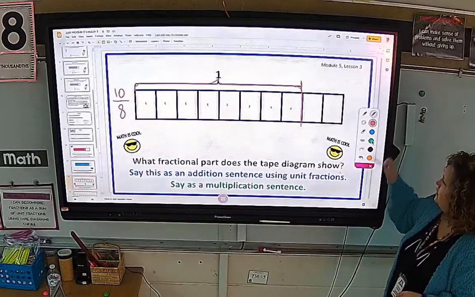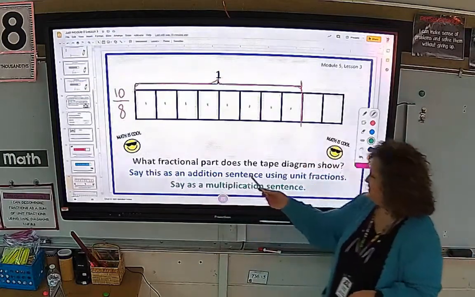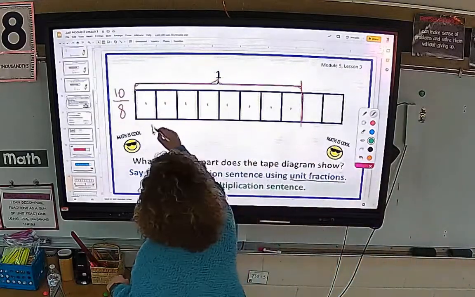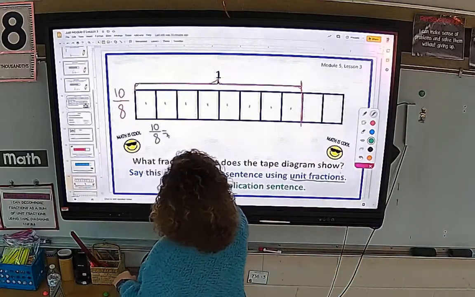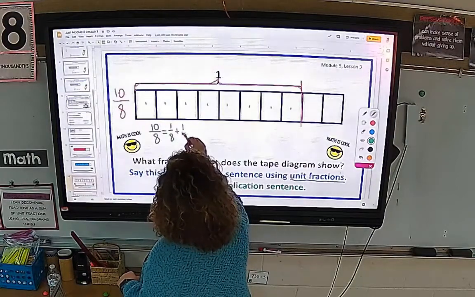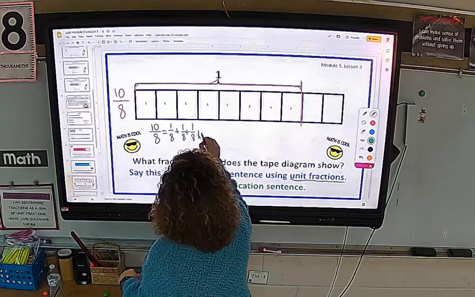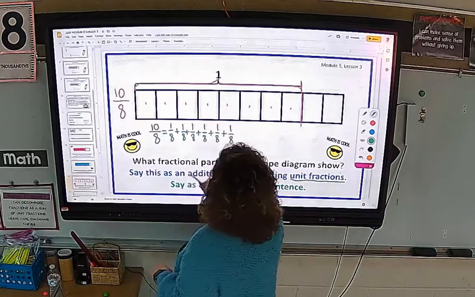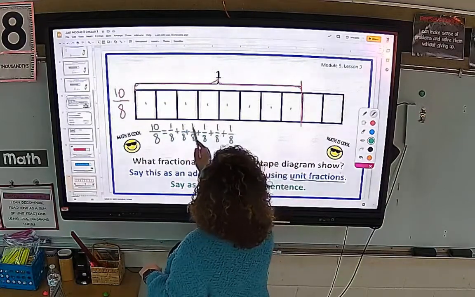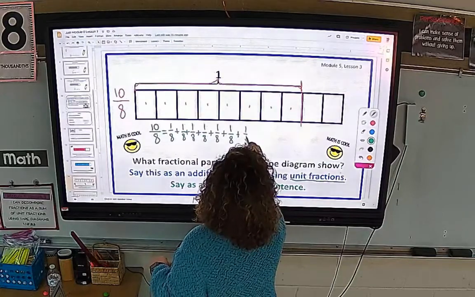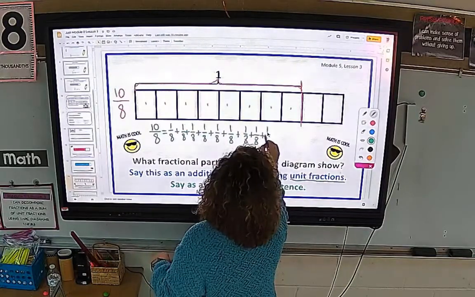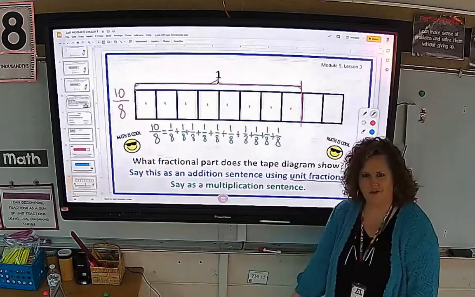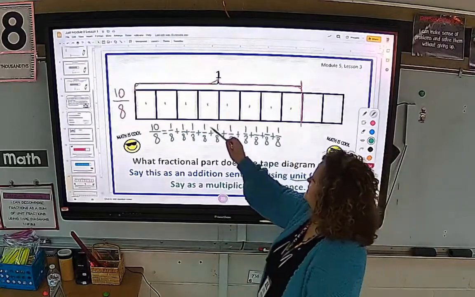All right. So we want to say this as an addition sentence using our unit fractions. So 10 eighths is equal to 1/8 plus 1/8 plus 1/8 plus 1/8 plus 1/8 plus 1/8. 1, 2, 3, 4, 5, 6. Plus 1/8 plus 1/8 plus 1/8 plus 1/8. Whew. Rest that arm. Those are long. 1, 2, 3, 4, 5, 6, 7, 8, 9, and 10.